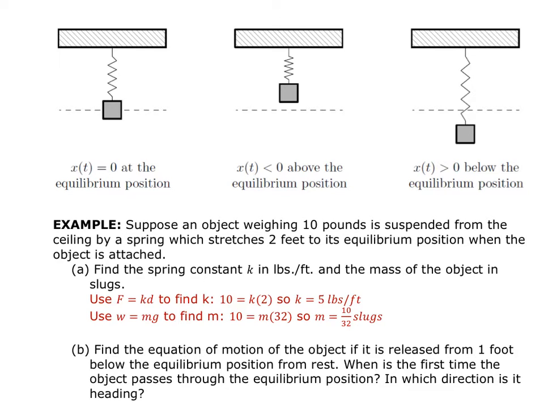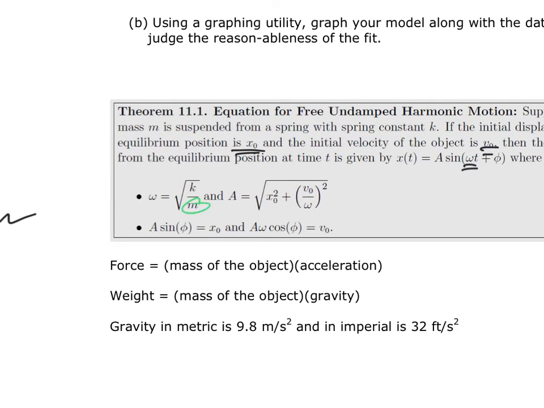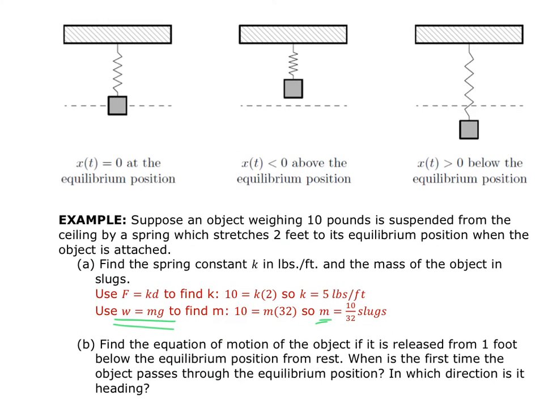I'm tracking now. So what we use is this formula right here that says my weight is equal to my mass times gravity. I'll be given either mass or weight, one of the two. In this case, I was given the weight, but I need the mass, and the reason I need the mass is because my formulas up here use mass. I don't need the weight. So I had to find the mass first.